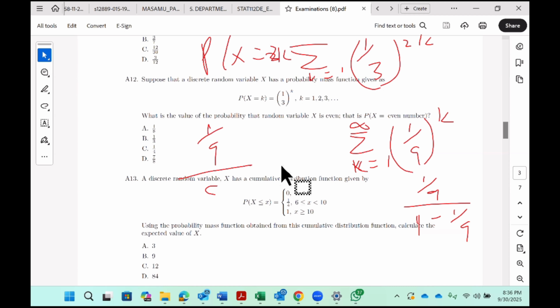1 over 9, that's the first term, divided by 1 minus the common ratio. You are increasing by 1 over 9, so the denominator will now be 8 over 9. So 1 over 9 divided by 8 over 9 will give you 1 over 8. Is that okay?